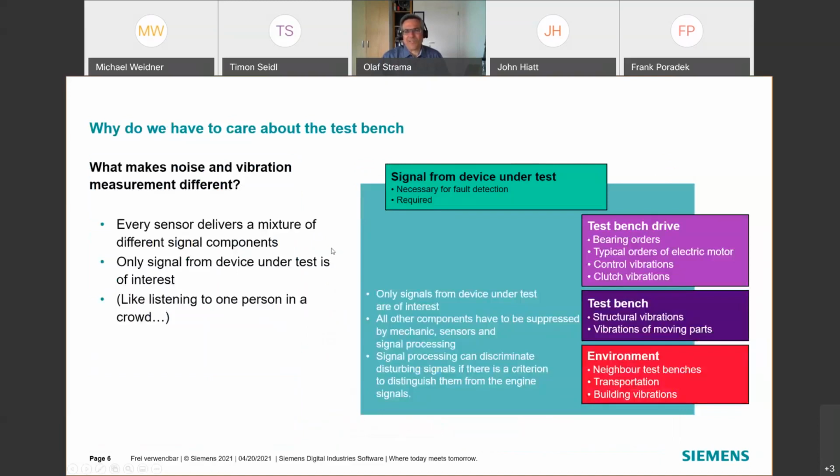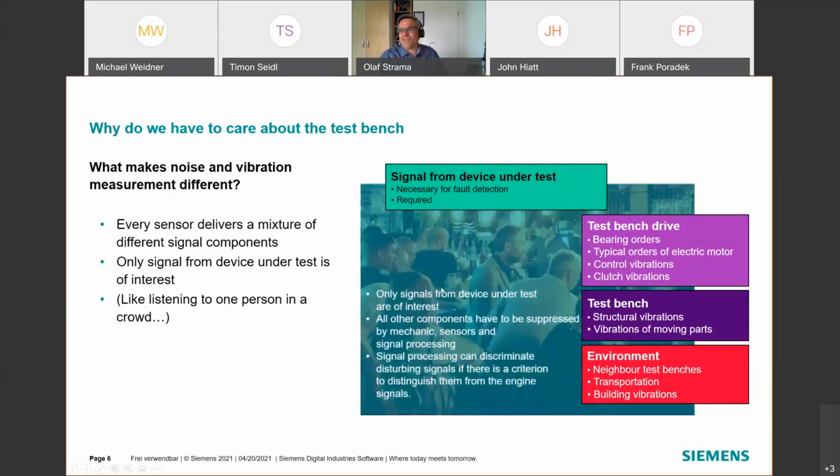In the last session we spoke a little bit about why this is necessary. You may think, I do not do this if I measure temperature, or a diameter or geometric measure of a certain part. So why do I have to do this for noise and vibration? It's necessary because we always get a mixture from different noise sources, not only from the device under test, but also from the test bench drive, from the test bench, from the environment. You remember the example with the crowd. We only want to listen to this one person in the crowd that has the important information for me.